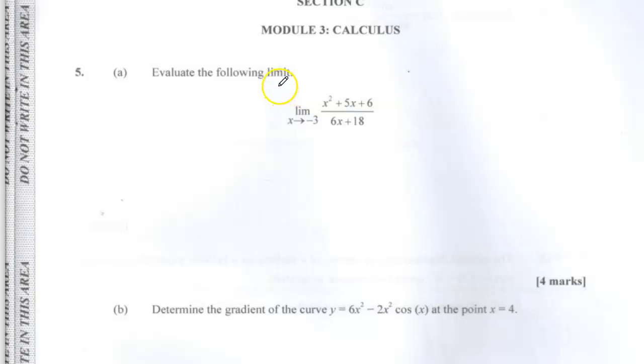So now we're at the calculus section of the paper, module 3. Question 5, evaluate the limit. And to evaluate limits, we first always do direct substitution. So we're going to replace the x values with negative 3, alright?